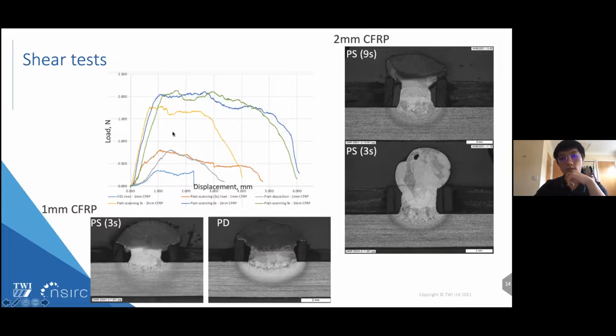And furthermore, an experiment of varied scanning time was also implemented on the 2mm CFR pitch sheet. Increasing time also increases the maximum load a bit, up to 2 kilonewtons, but after 6 seconds there is not much difference.